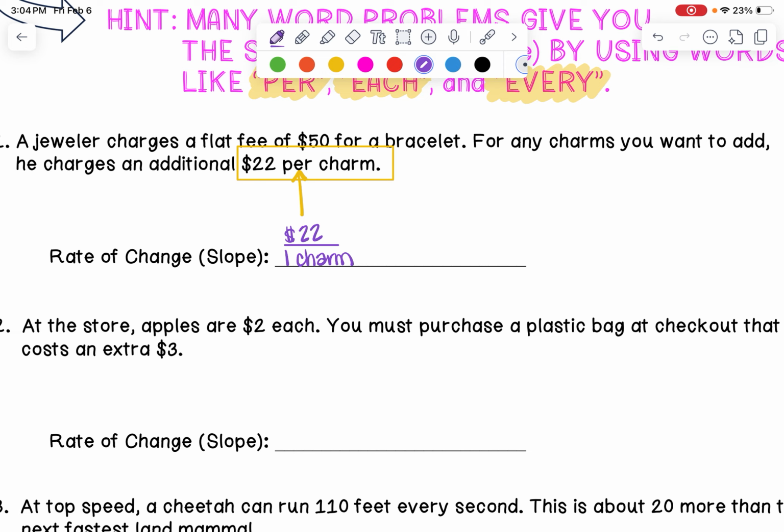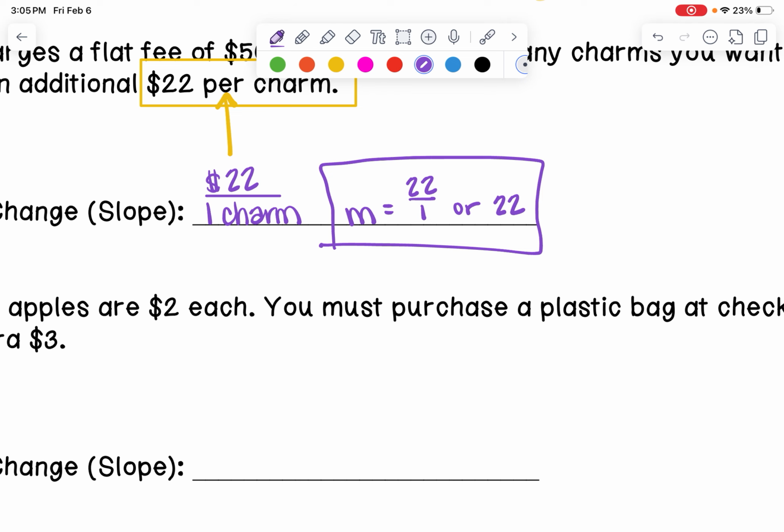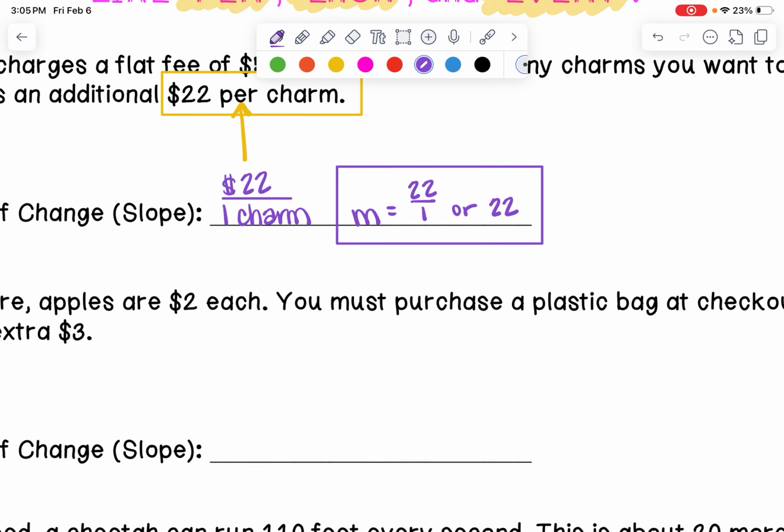Now, you're not really going to write your answer like that necessarily, right? I obviously want you to take out the units of measure. We're not going to write dollar signs and charms in our slope, right? So we're just going to leave this as 22 over 1, or of course you can just write it as 22. You don't have to leave it as a fraction if you don't want to. So I'll take either one of those answers.